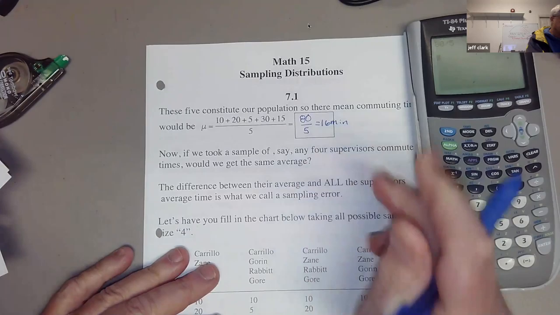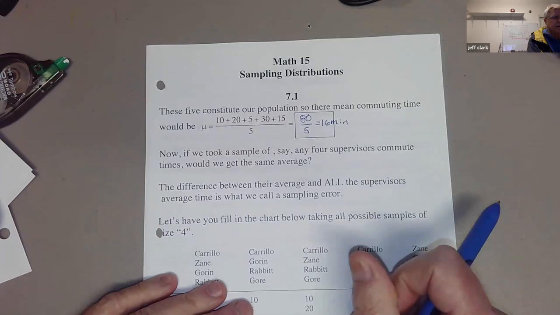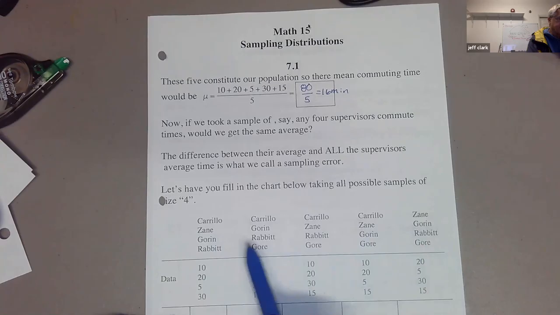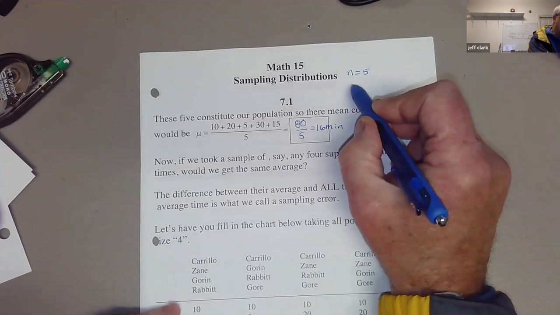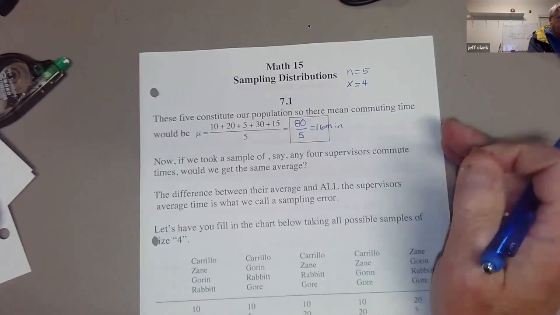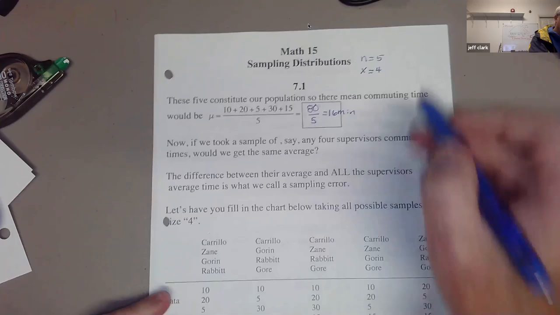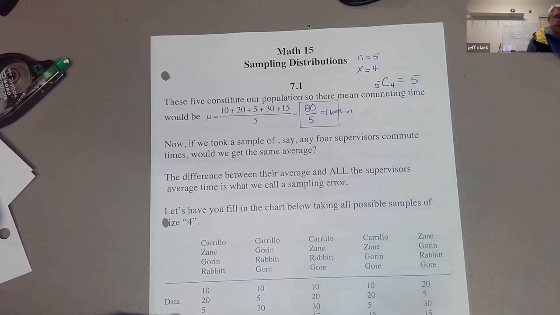Now, if we took a sample of any four supervisors' commute times, would we get the same average of 16 minutes? Well, we could, but we might not. So we're going to take a look at groupings of four down here. How do we know there are five different groupings? Remember that combination permutation concept that we used to have? n is equal to 5 because there are 5 supervisors, and we're taking groups of x, in 4s. So is it a permutation or combination? Is order important or not? Is it important that I have to ask Carrillo first? I'd say no. Sounds like it's a combination. So if we did 5 combination 4 on my calculator, you should find the answer is 5, which is in fact what will happen.